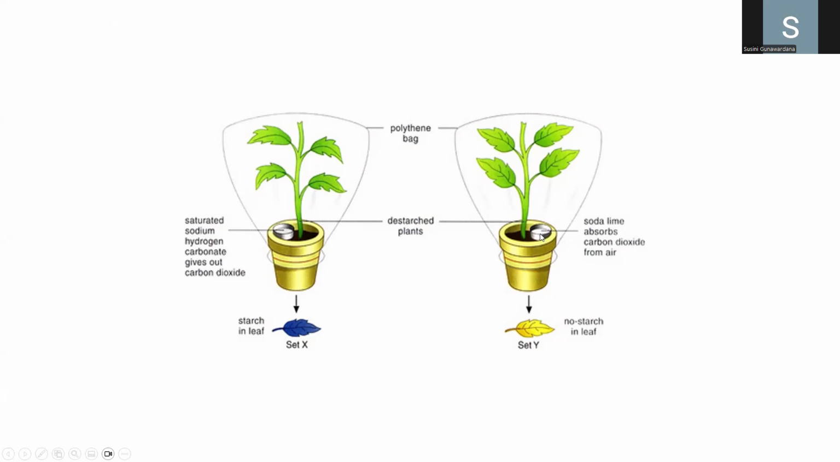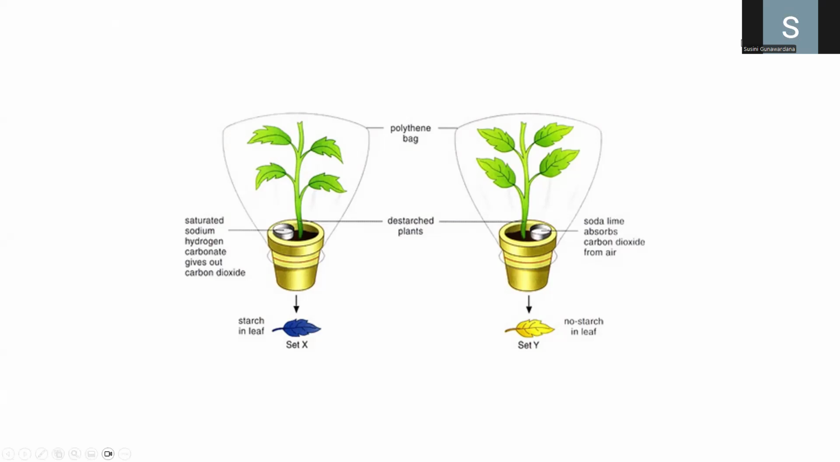What is the reason? The soda lime has absorbed it. Soda lime absorbs carbon dioxide, so there is no carbon dioxide in this apparatus. So it is limited by carbon dioxide. So it cannot do photosynthesis. It means with time, can it produce starch?